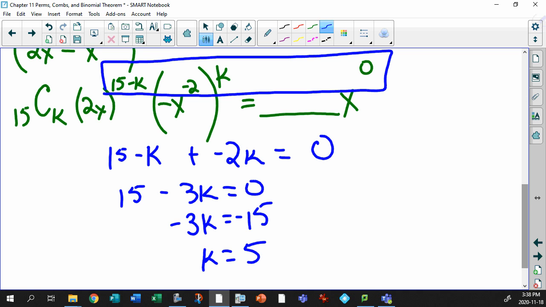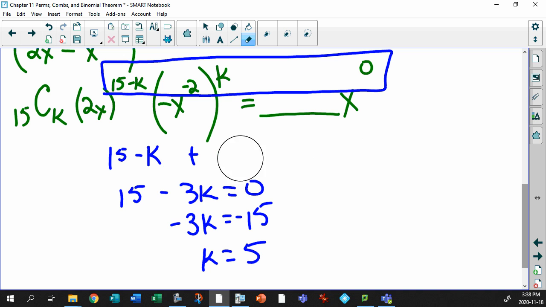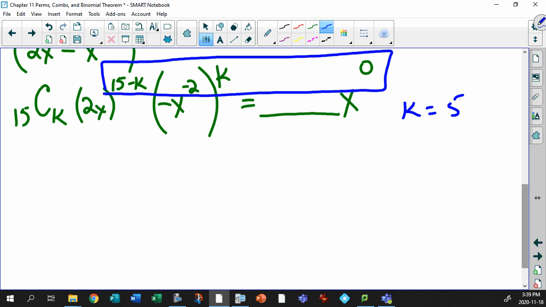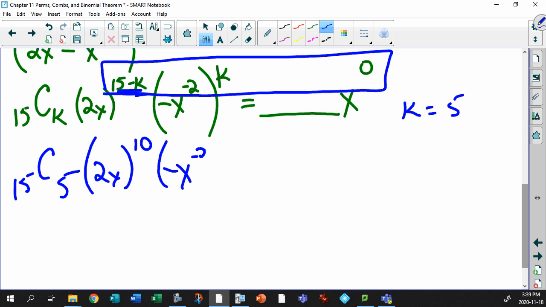So let's go back. Now that we know that k is 5, let's just go back to this original question here. I'll put k equals 5 over here to remind us. K equals 5. So let's go. This will be 15 choose 5. This is 2x to the power of 15 minus k, so this is to the 10. This is minus x to the minus 2 to the power of, guess what, 5. And that has to give us some sort of number up front here with a coefficient there of x to the power of 0. Great.